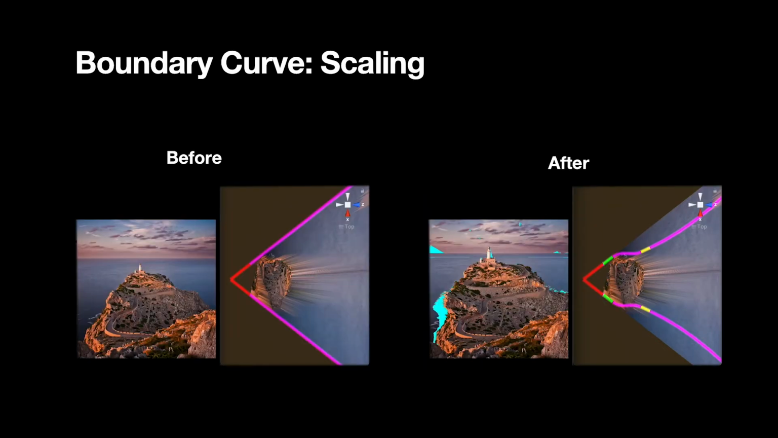Here's a before and after comparison side by side. Disoccluded and sheared pixels are shown in cyan, and users can inpaint these pixels later to get the final image.